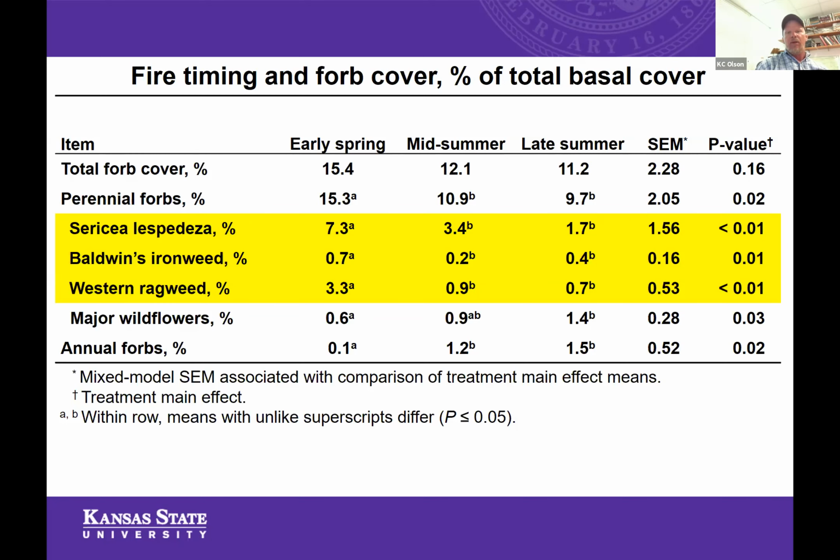It went from a starting point of about 7.5% down to less than 2% in the case of our most effective treatment. A couple of other major players that were not being eradicated, but being controlled with this late season fire regime, are Baldwin's ironweed and Western ragweed, the perennial ragweed. I can probably live with that as a land manager.